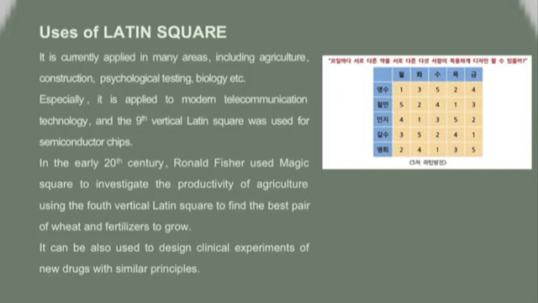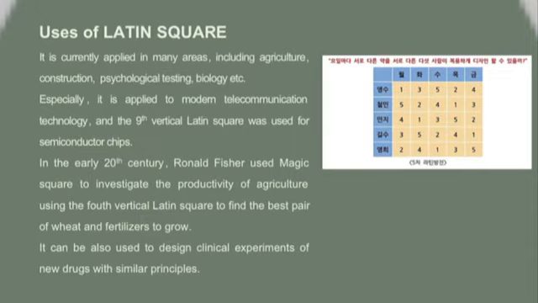Let me look into it with more detailed examples. In the early 20th century, Ronald Fisher used Latin square to investigate the productivity of agriculture, using the fourth orthogonal Latin square to find the best pair of wheat and fertilizers to grow. Latin square is used to design clinical experiments of new drugs with similar principles. We can effectively identify side effects or effects by utilizing Latin square in the design of clinical experiments of new drugs. The following is an example of using the fifth Latin square to efficiently conduct clinical experiments of 5 types of experiments.